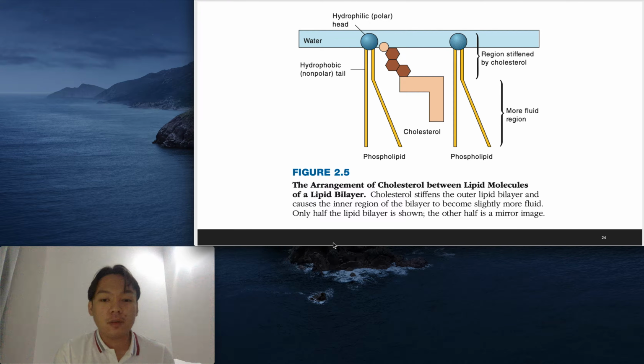The arrangement of cholesterol between lipid molecules of our lipid bilayer has a great importance in the stiffening of the cell membrane's phospholipid bilayer. It stiffens the outer lipid bilayer and causes the inner region of the bilayer to become slightly more fluid. Only half of the lipid bilayer is shown in the image; the other half is your mirror image. The fluid region has more unstiffened parts, but the hydrophobic or nonpolar regions have the stiffened parts. It's because of the cholesterol.